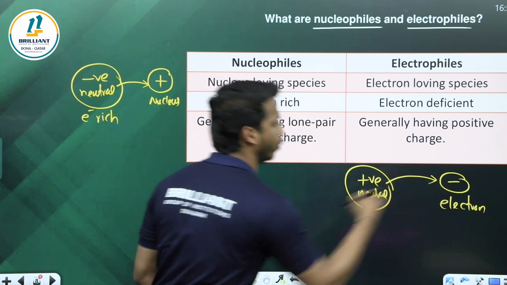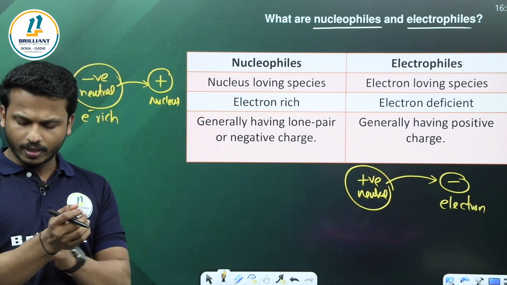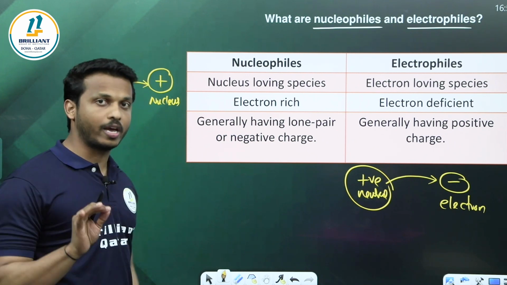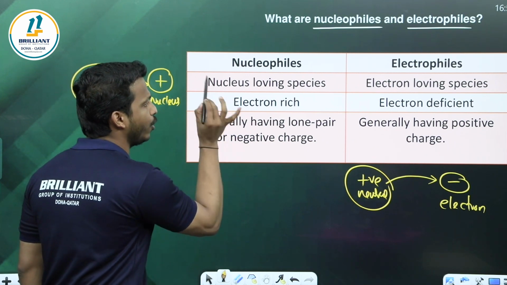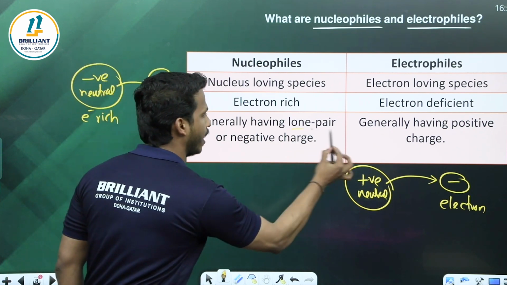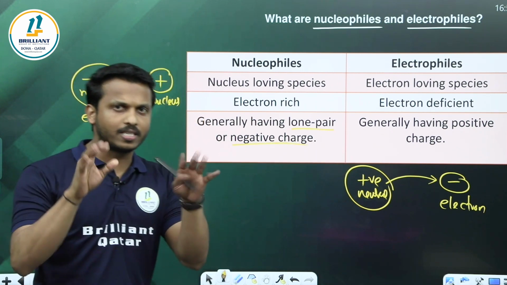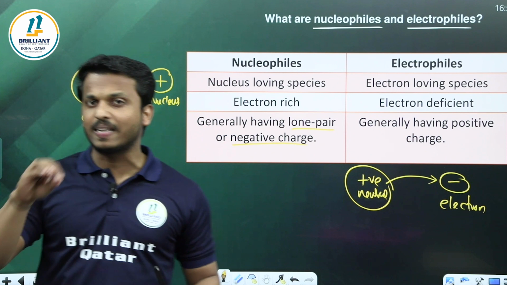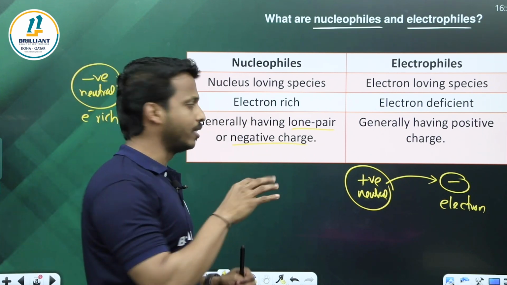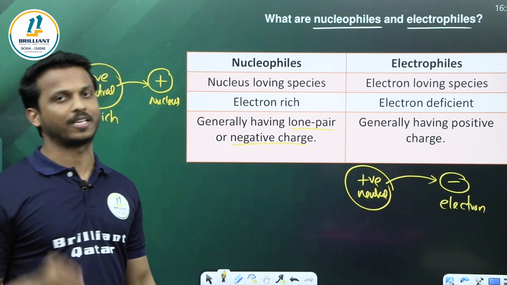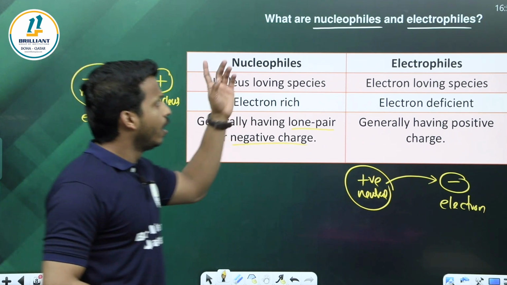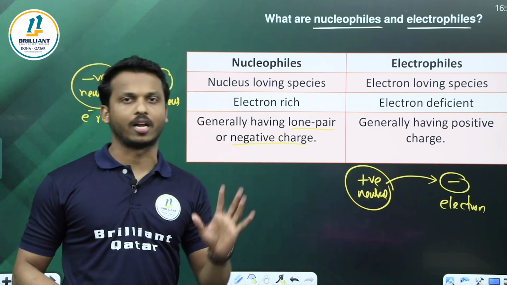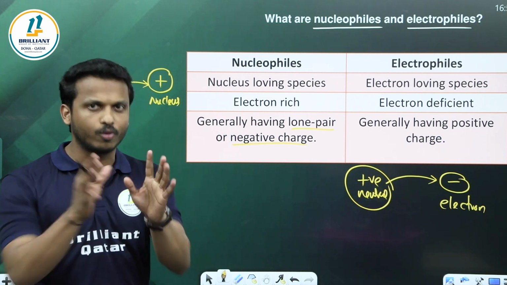Now, how can we identify whether the given species is a nucleophile or electrophile? Simple. I am saying the general trend. Generally, nucleophiles have a lone pair or negative charge. It's a basic idea to identify whether it is a nucleophile or not. So a negative charge or lone pair should be present. Whereas electrophiles, meaning electron attracting species, mostly contain a positive charge. Even there, neutral ones exist. I will give you some examples.